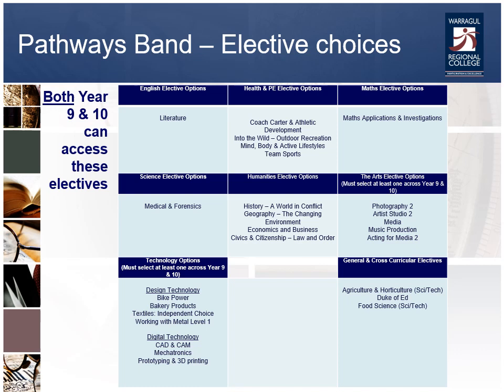Our school prides itself on its cross-curricular electives. In Year 9 and 10, you have the option of doing agriculture and horticulture, which is in science and technology, Duke of Edinburgh, and food science, which is also science technology.